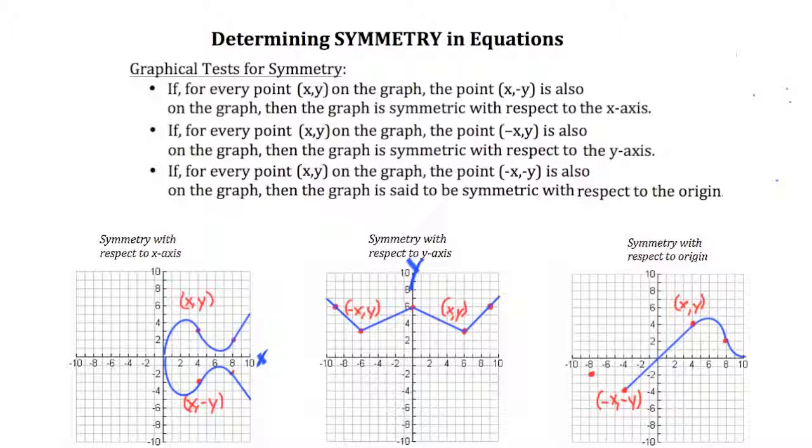So we have points on this graph such as (negative 6, 3) and also (6, 3). And you can see we have (9, 6) and (negative 9, 6). Lastly, symmetry with respect to the origin. In this particular example, we have symmetry here with (x, y), this point (4, 4), and also on this graph, (negative 4, negative 4). So we have (negative x, negative y) and (x, y). Those are the three types of symmetry in graph form.